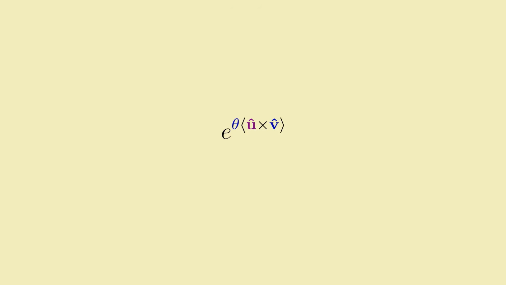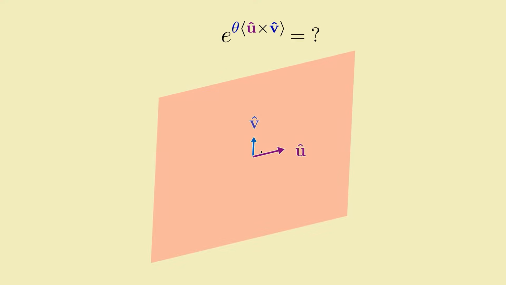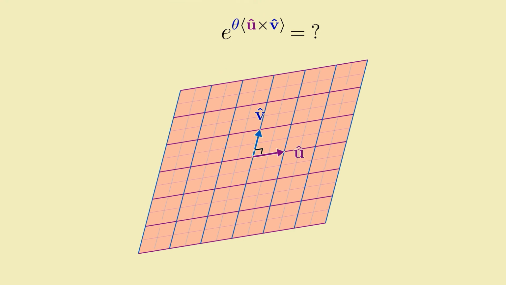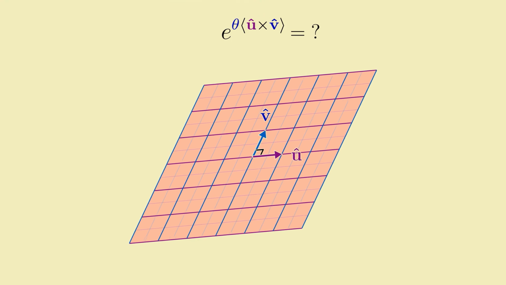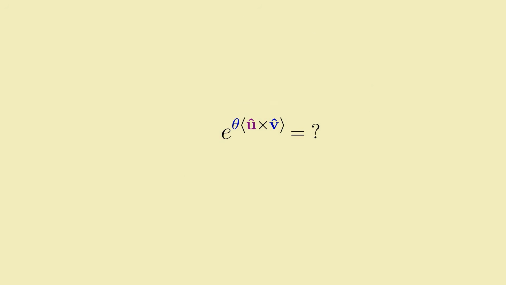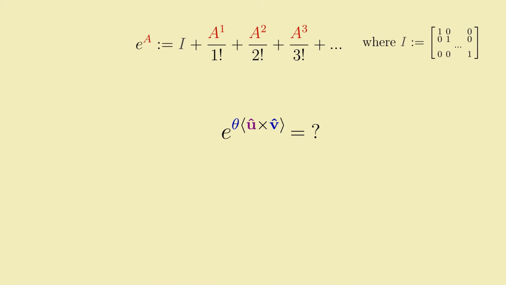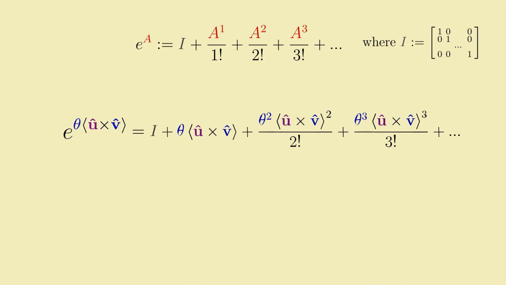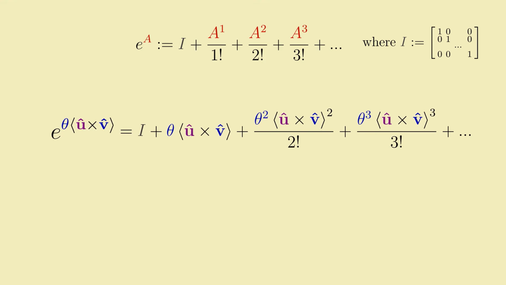The goal is to find a closed-form formula for the matrix expression e to the theta times u tilt v, where u and v represent perpendicular unit-length vectors in any dimensional space. First, recall that the definition of raising e to the power of a matrix is to plug the matrix into this infinite series, which is inspired from the Taylor series expansion of the regular real-valued e to the x function. This looks complicated, but things are about to simplify quite a lot.